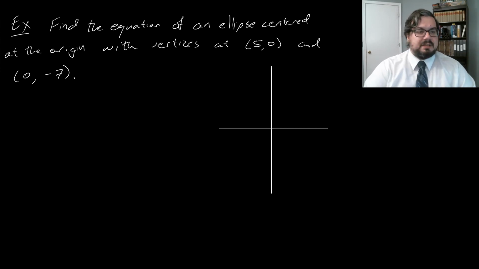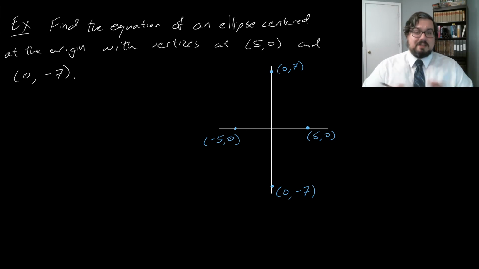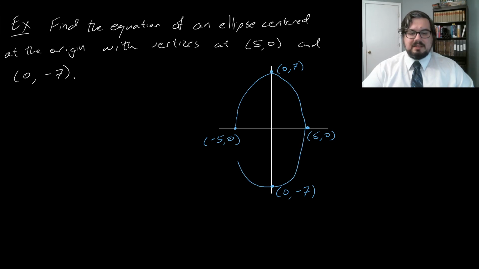We can sketch out the situation here. We've got the point 5, 0 and the point 0, -7, which we're told are vertices of the ellipse. We're also told that the ellipse has a center at the origin, and the ellipse is symmetric around its center. And so if the point 5, 0 is on the ellipse, then the point -5, 0 is on the ellipse. Since the point 0, -7 is on the ellipse, the point 0, 7 is on the ellipse as well.